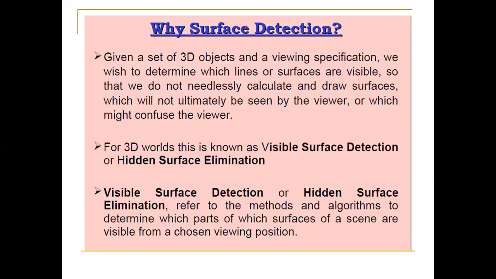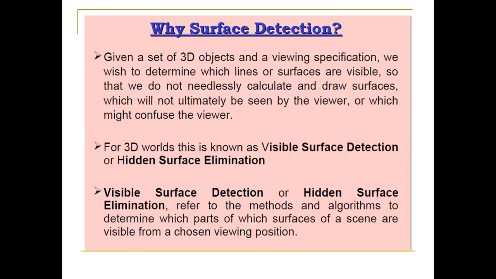That means if I take any object and click a picture of that particular object, say for example from the front face, then only the front part of that object should be visible to the user, right? So we have to hide the back face of the object. That is what we mean by surface detection.